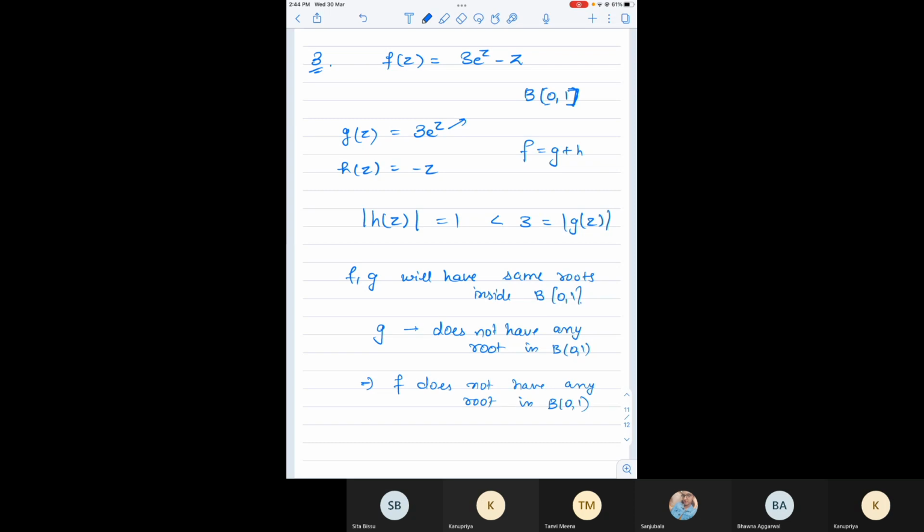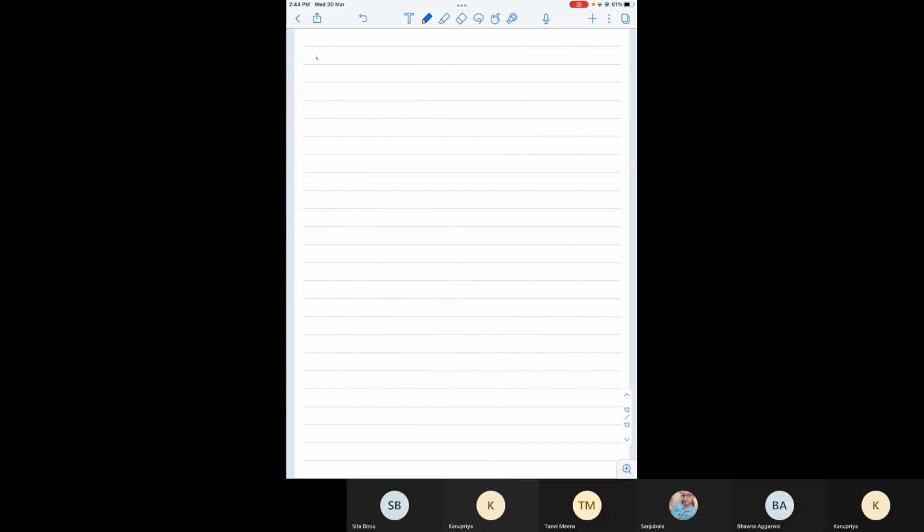Now you can see the C part. For the C part, you have to calculate it twice, like this was the first A part. You should look at this part. The function given is z raised to power 4 minus 5z plus 1. You have to calculate the roots in the ball of radius 2 minus the ball of radius 1.